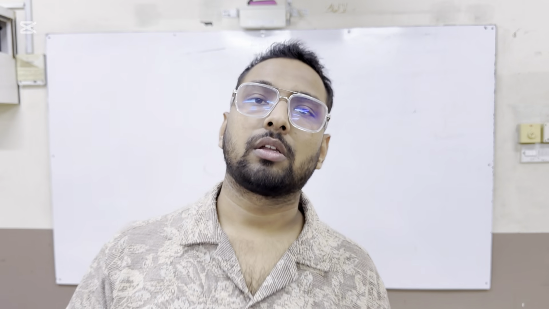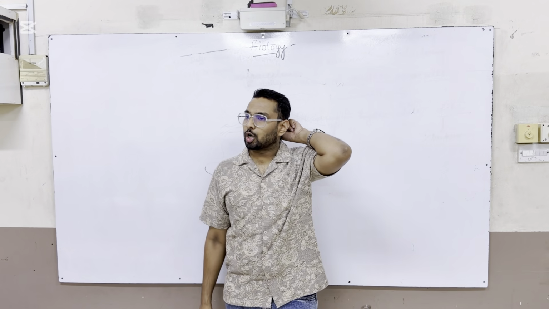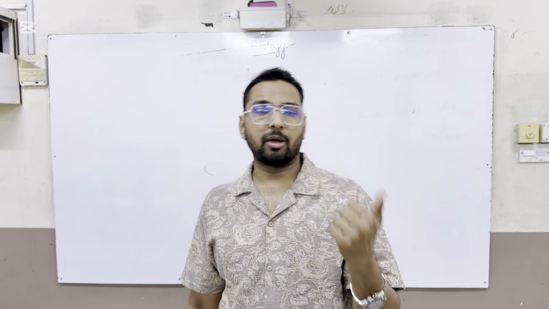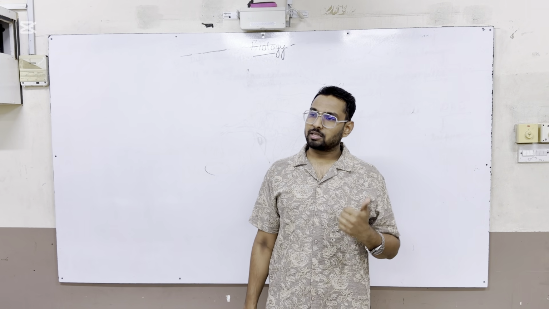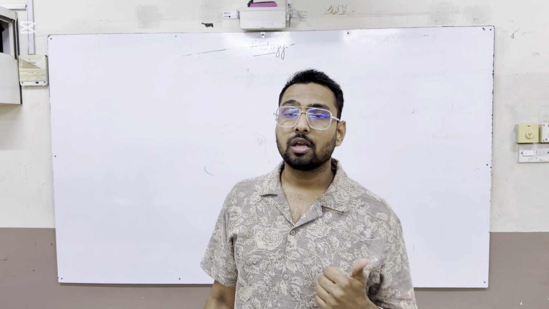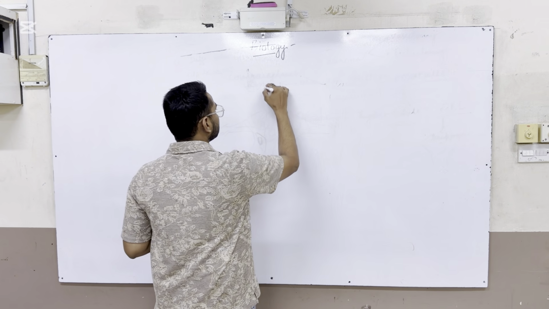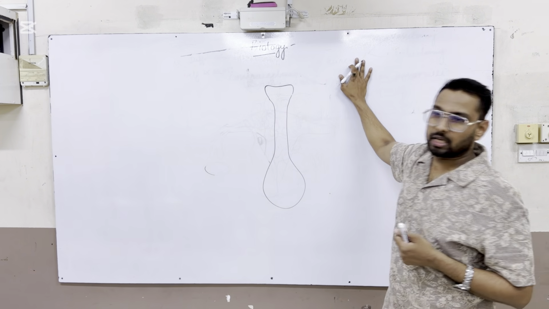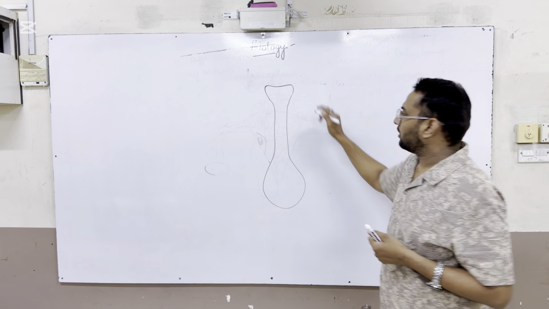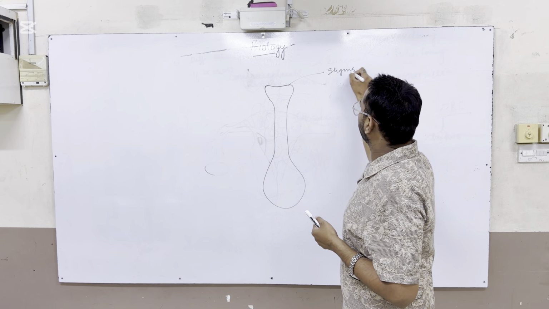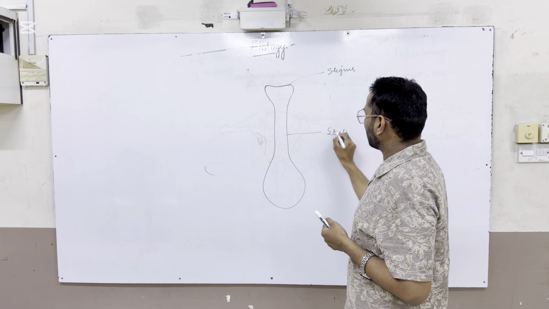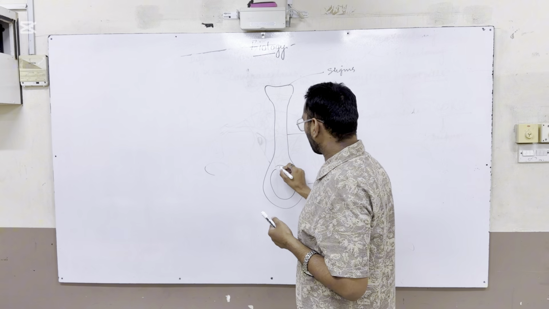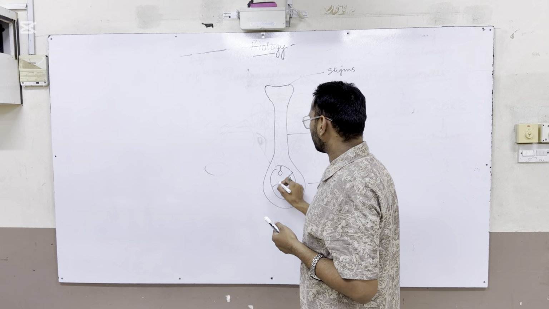Double fertilization. When we talk about double fertilization, this is very important. You'll get one question definitely, either double fertilization or double circulation. When we talk about double fertilization, let's see. This is basically the female reproductive system of a flower. This is stigma, this is style, and this is ovary. Inside the ovary, ovules are present. I'm making a few diagrams to make you understand.